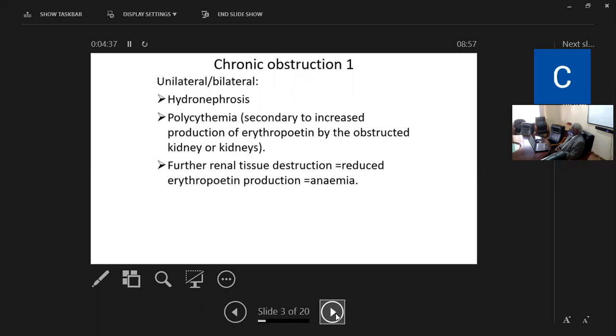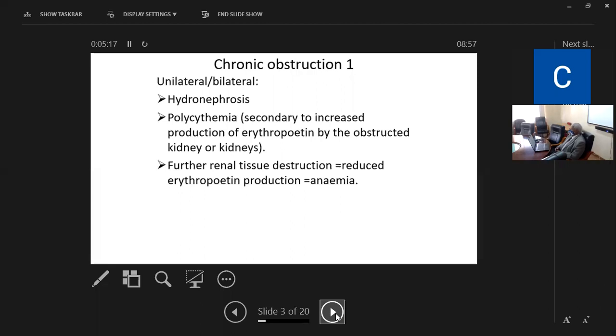Then there's also polycythemia, because from the obstructed kidney, this is secondary to increased production of erythropoietin. Underline that word, it's produced by the kidneys. And from the obstructed kidney or kidneys, if both of them are obstructed, erythropoietin will increase the production of red blood cells. That's what leads to polycythemia.